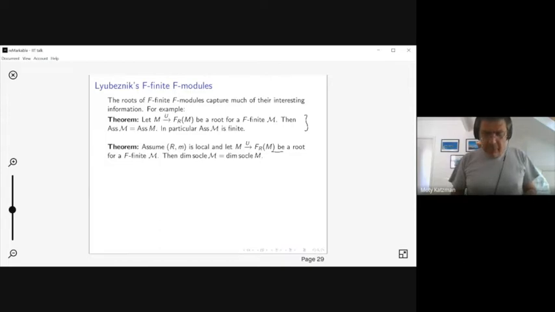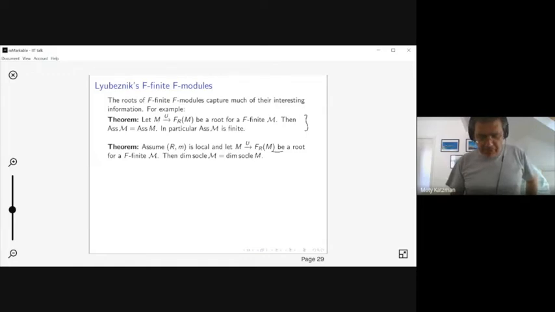Okay, so now I told you about local cohomology. I told you why characteristic p is nicer than other characteristics. And then I showed you Lyubeznik's finite F-modules. So these are things that most in the audience probably know very well.